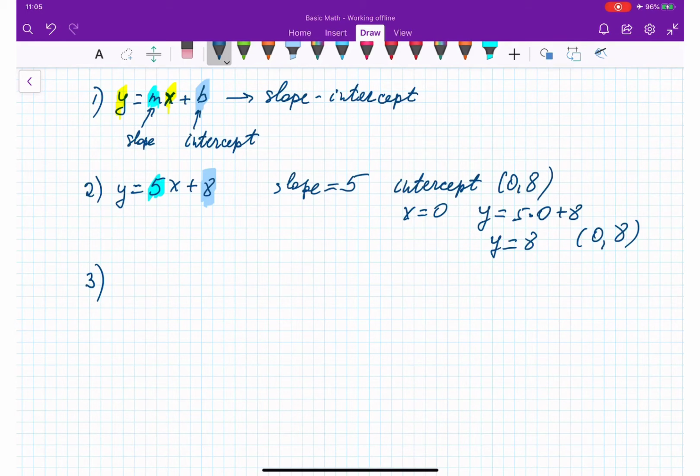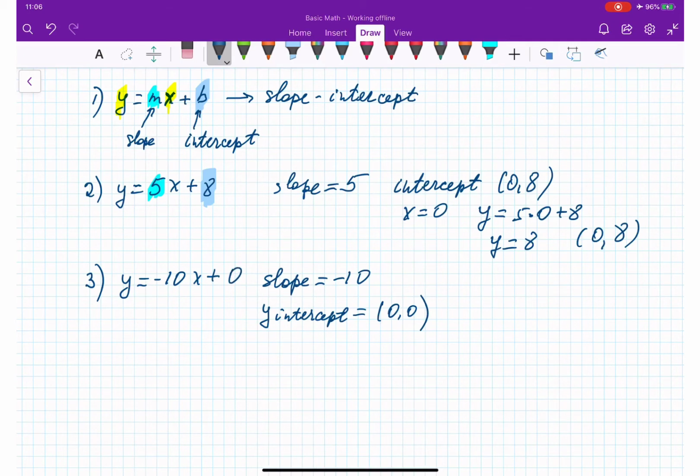Question number 3. y is equal negative 10x. So in this case, slope is going to be equal what? Coefficient of x, right? Negative 10. And y-intercept, it's going to be equal what? 0, 0. Because we don't have anything, which means plus 0, yes? Okay.